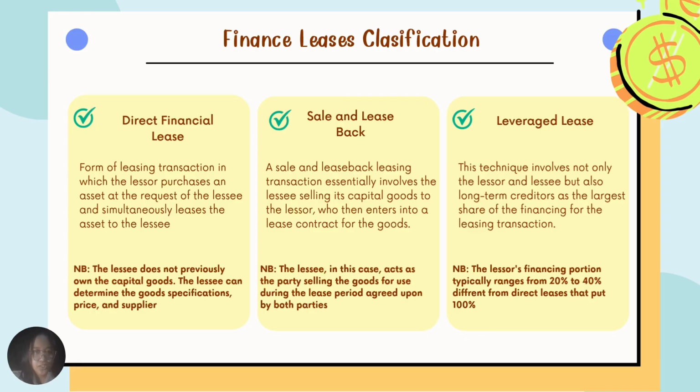The third is leverage lease. This technique involves not only the lessor and lessee but also a long-term creditor as the largest share of the financing for the leasing transaction. So basically, in the other transactions, the lessor fully funds the asset, 100%, but in leverage lease, they actually have a third party, which is the creditor. So the lessor financing portion typically ranges from 20% to 40%, and the rest will be financed by the other party.